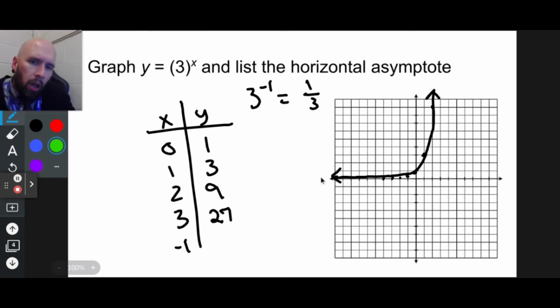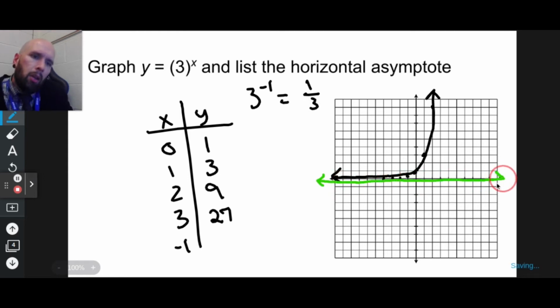Okay, my horizontal asymptote is going to be the x-axis. Now you might be thinking, all right, well, what about my vertical asymptote? You'll never have one, because this line right here will never get lower than the x-axis. It can't, no matter what I plug in, none of these will ever be negative. So my horizontal asymptote is basically that green line right there.